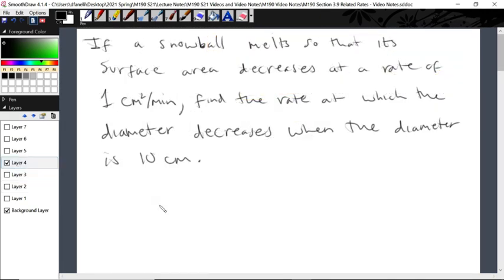There's another one involving geometry. Here's 3 dimensions, though. If a snowball melts so that its surface area decreases at a rate of 1 centimeter squared per minute, find the rate at which the diameter decreases when the diameter is 10 centimeters. Starting with a picture for our snowball, let's imagine that this thing is a sphere.